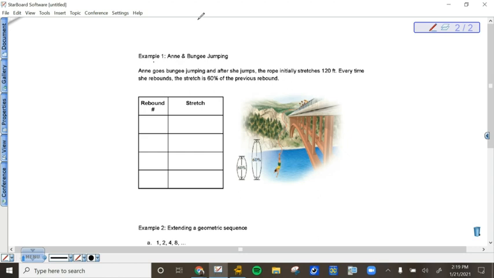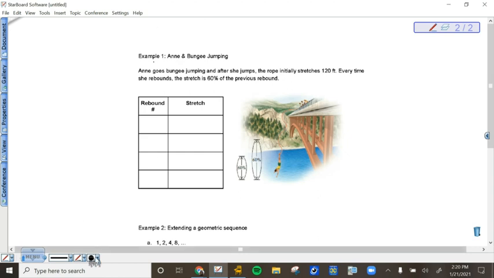I know, it's terrifying. You guys know what I'm talking about, right? With the bungee jumping? So the first time she jumps, the rope stretches 120 feet. And then she'll snap back up and then she'll fall again. But each time she goes back down, each rebound, each bounce, please keep your phones away. The stretch is 60% of the previous bounce, of the previous rebound.